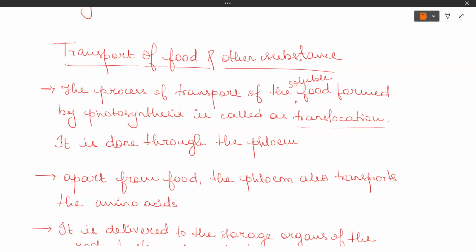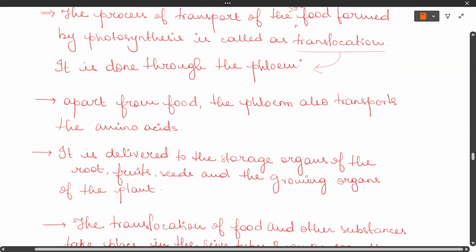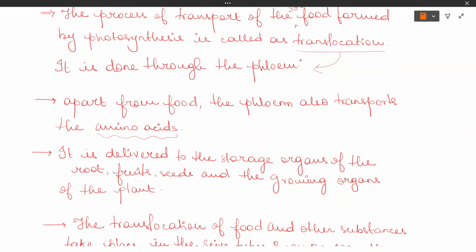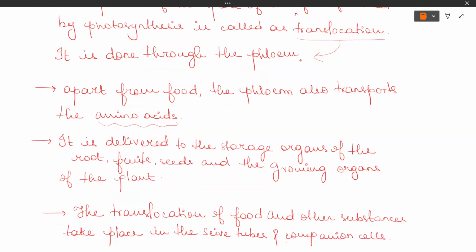The process of translocation is done with the help of phloem. So phloem transports the food, and apart from the food, the phloem also transports the amino acids. So what are the two functions of the phloem? First is to transport the food and second is to transport the amino acids. Understood?